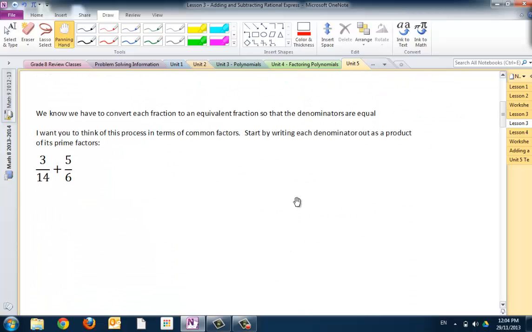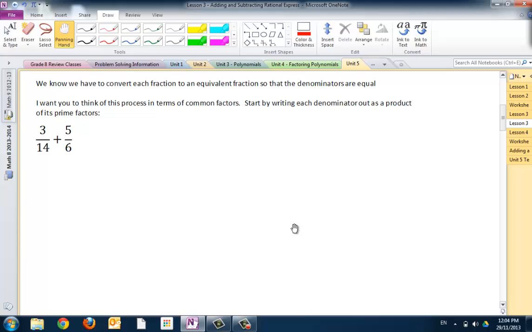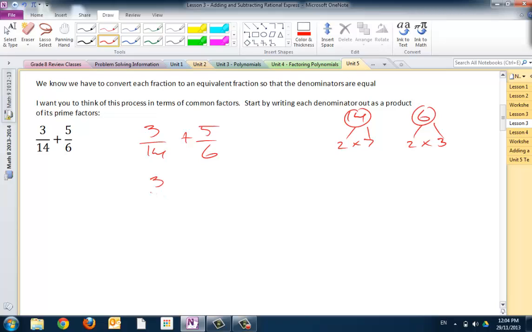So when we have things that are a bit more complex, I want you to think of the common factors in terms of writing our denominators out as a product of its prime factors. So here we go. I'm going to show you what I mean by that. If I have 3 over 14 plus 5 over 6, I know that 14 written out as a product of its prime factors would be 2 times 7, and 6 as a product of its prime factors would be 2 times 3. So I'm going to rewrite these fractions with that as the denominator, 3 over 2 times 7, and 5 over 2 times 3.